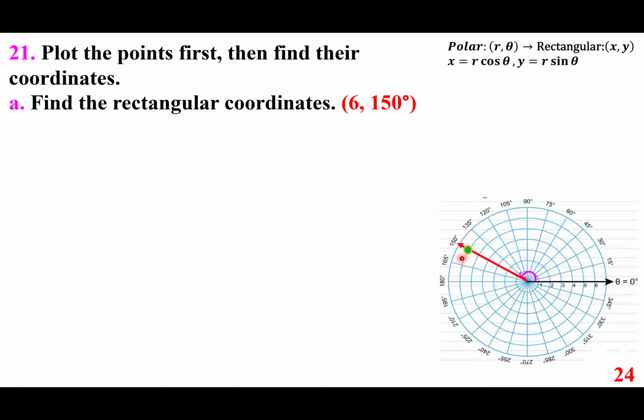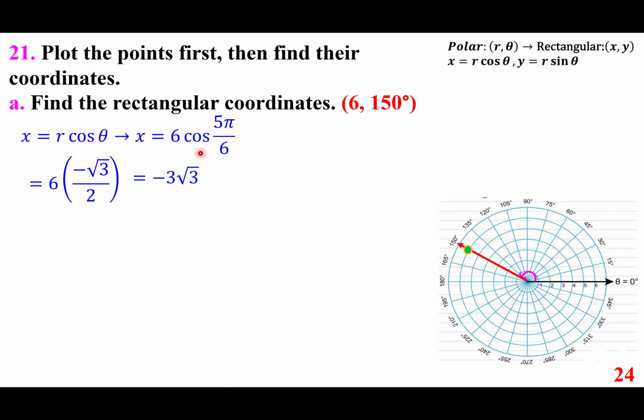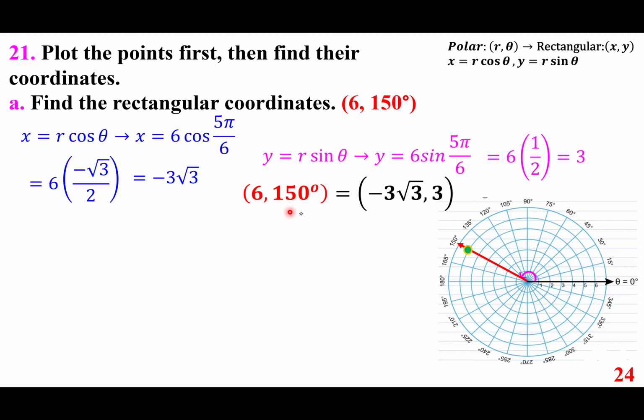That's it. Now, as you know, x equals r cosine theta, y equals r sine theta. Okay. And so we plug in 5 pi over 6, the same as pi over 6. Cosine is negative in the second quadrant. So square root of 3 over 2 becomes negative, and the answer is minus 3 square root of 3. Y equals r sine theta, and sine of 5 pi over 6 is also the same as sine of pi over 6, but this time positive because sine is positive in the second quadrant. The answer is 3. So this point has coordinates 6, 150 degrees or minus 3 square root of 3, 3 in rectangular coordinate system. What about 2 and negative 2? Go 2 to the right, 2 down.